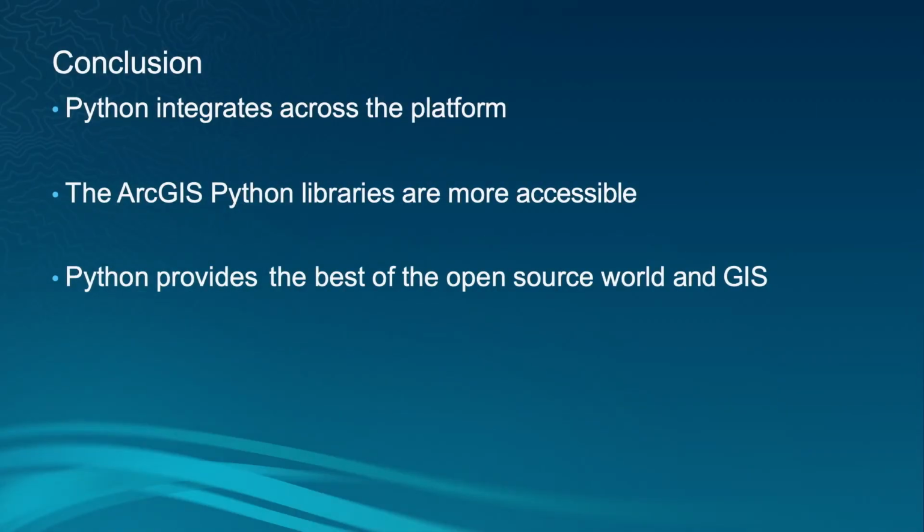So in conclusion, this was awesome, right? Python is everywhere in the platform. It's in all the products, and it's very accessible throughout the platform, and you can combine all kinds of open source Python code with your trusty Esri GIS functionality, and the world is your oyster, right?